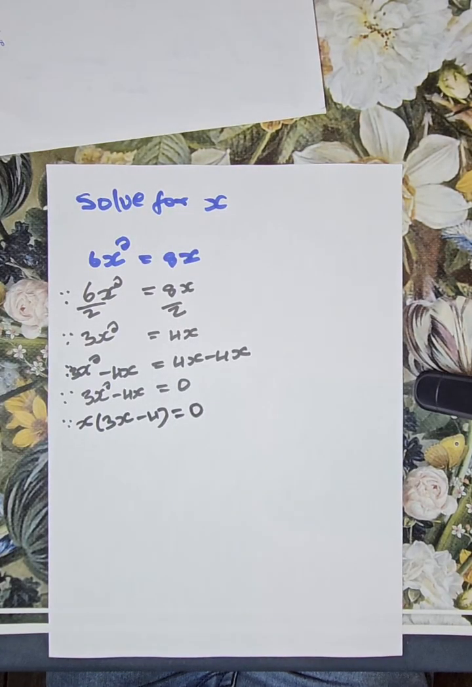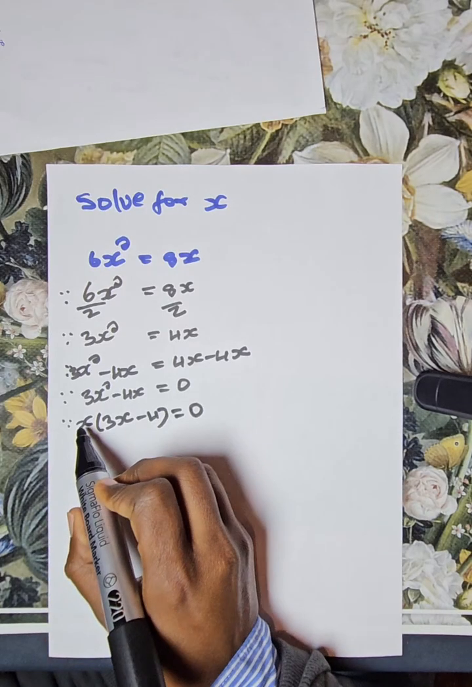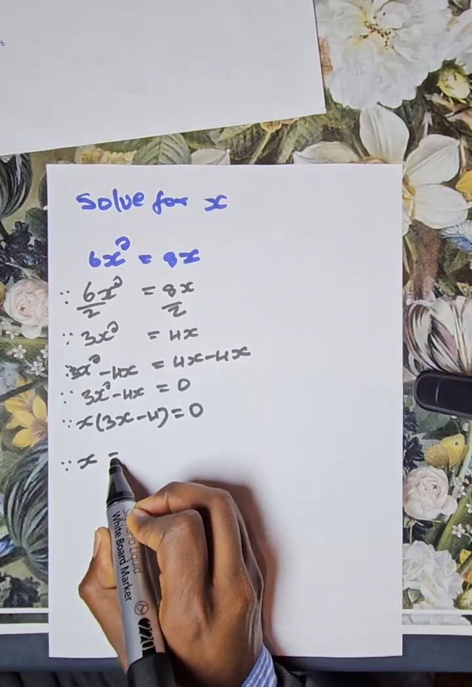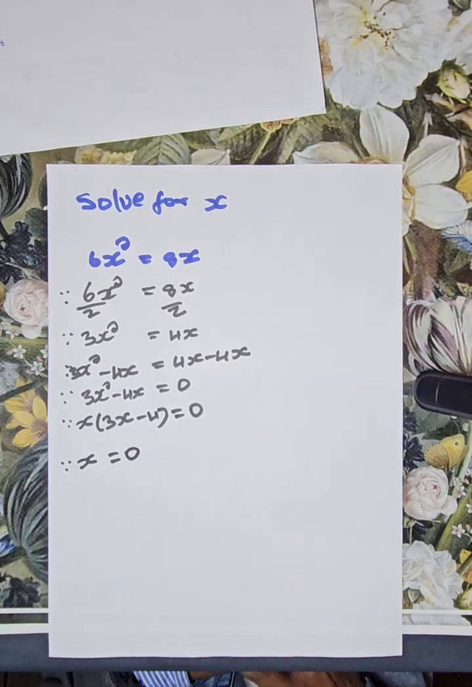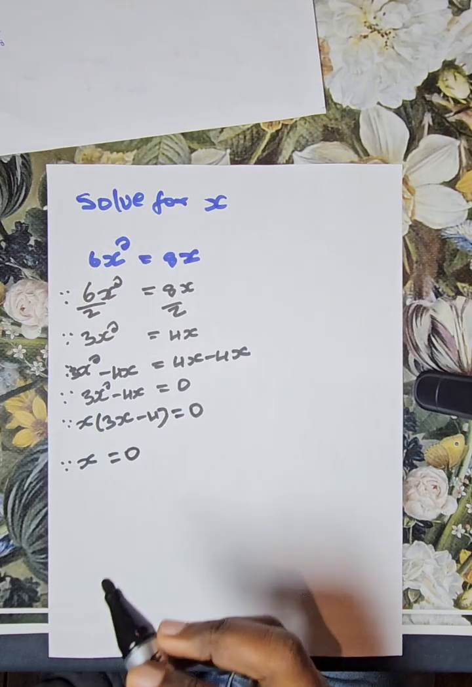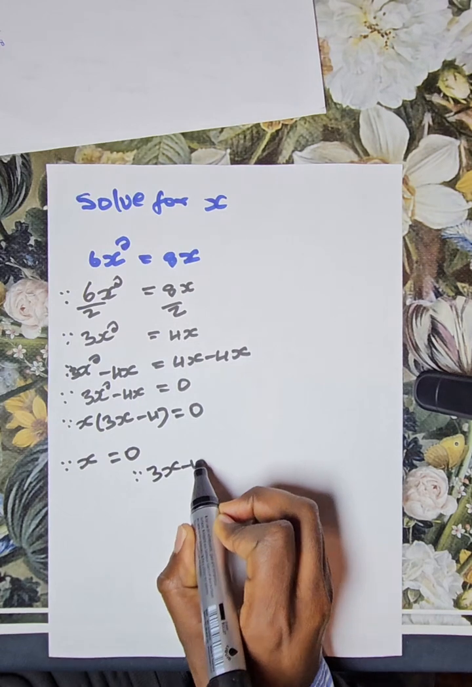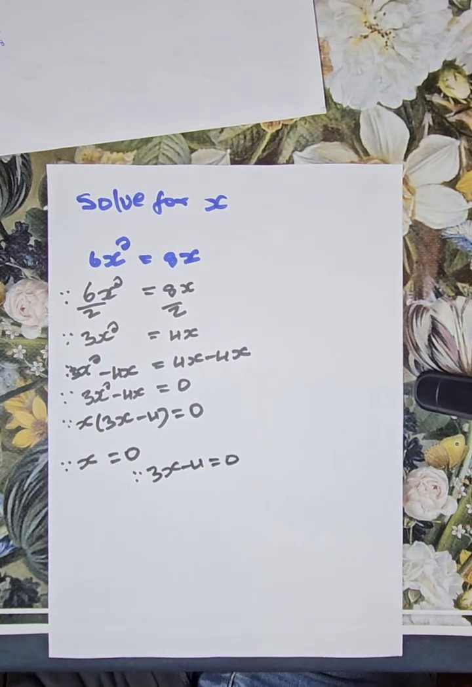Now we have factorized, and we have factors equal to 0. Now we need to put each factor equal to 0. Let's take the x. We therefore have x equals 0. Let's take the bracket. The bracket is 3x minus 4 equal to 0.